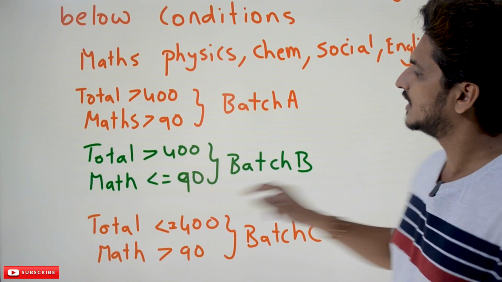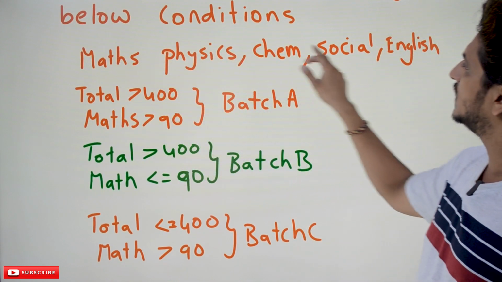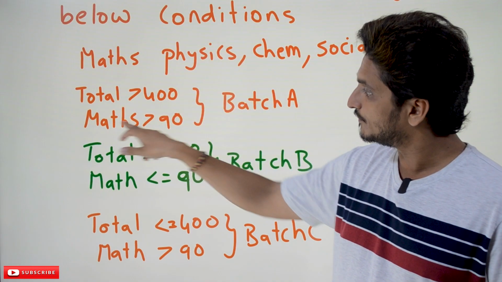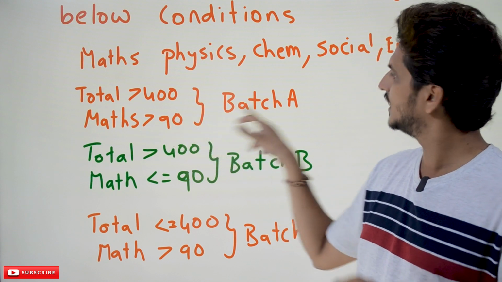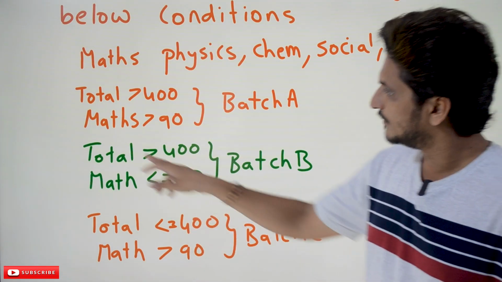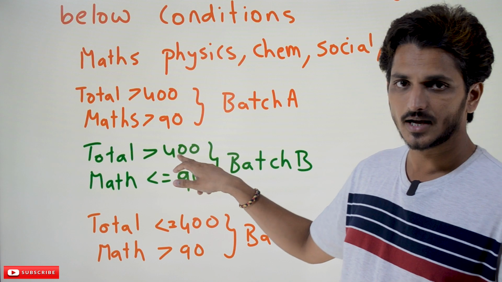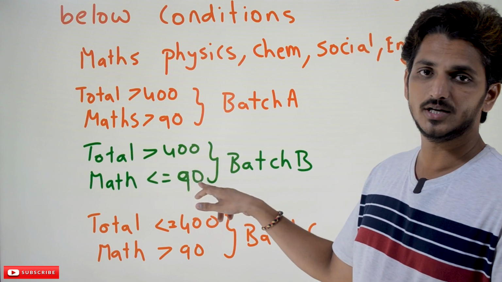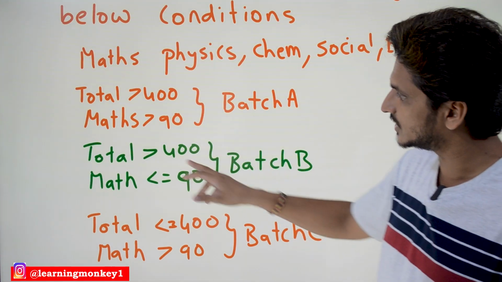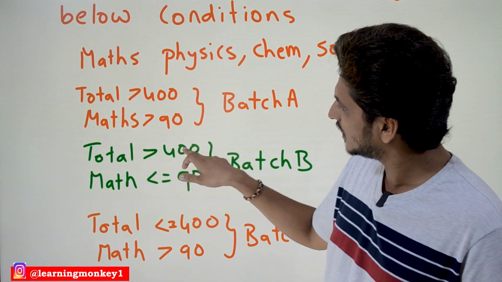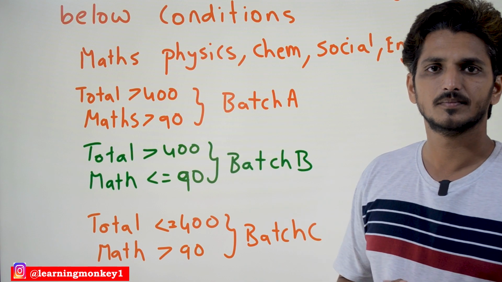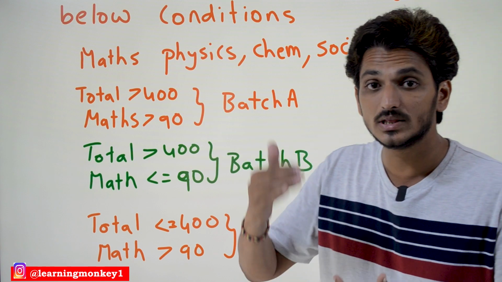See, the conditions: total marks, the summation of all these maths, physics, chemistry, social and English. If total is greater than 400 and maths above 90, he belongs to batch A, the topper batch. Second one, total greater than 400 and maths less than or equal to 90, he belongs to batch B. You have to understand in these conditions, total greater than 400, total greater than 400, both are the same. These two conditions are the same. In this type of situation, we go with nested if.